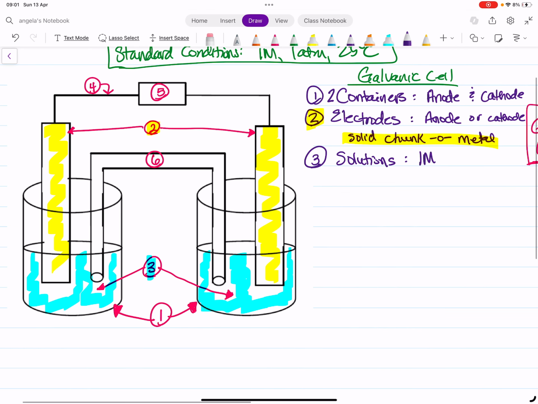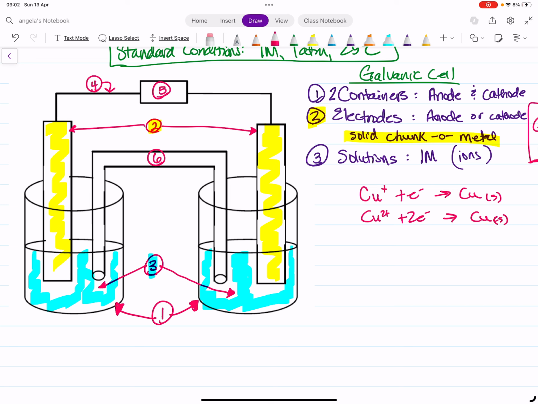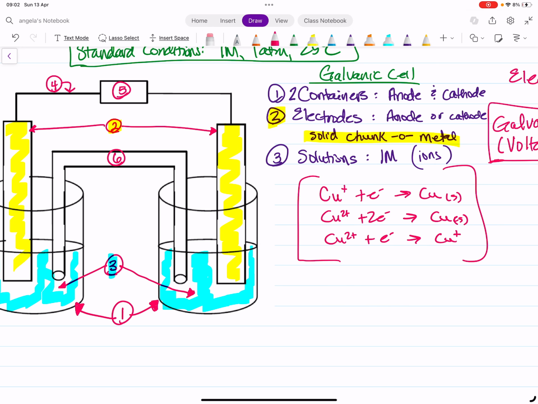All right, so back to our solutions. This is 1 molar, and these are your ions. Remember, your ions are floating around in solution. So that is really important that you kind of start thinking about this because you're going to have half reactions. And a half reaction will look something like this. It'll be a Cu+ plus an electron gives you Cu, and then that's a solid. Or you could have Cu2+ plus 2 electrons gives you Cu solid. Or you could have Cu2+ plus 1 electron gives you Cu+. So these are 3 half reactions, and there'll be some cell potential, some voltage that is associated with these reactions.